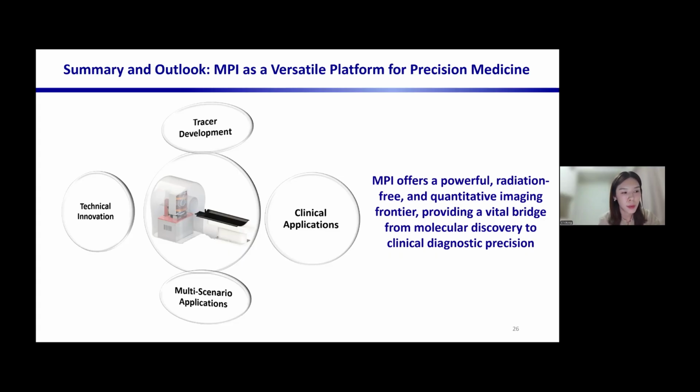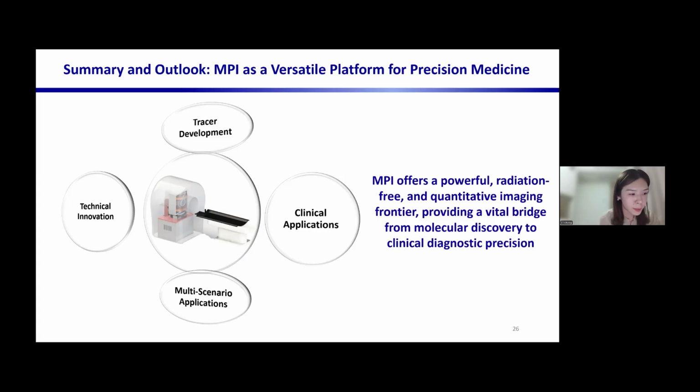And with the foundation of these preclinical works, we believe the feasibility of clinical translation is now within our reach. And we believe the key priorities for moving MPI into clinic will be the development of human scale scanners and also highly biocompatible tracers or spiles, and also a focus on solving unmet clinical needs.